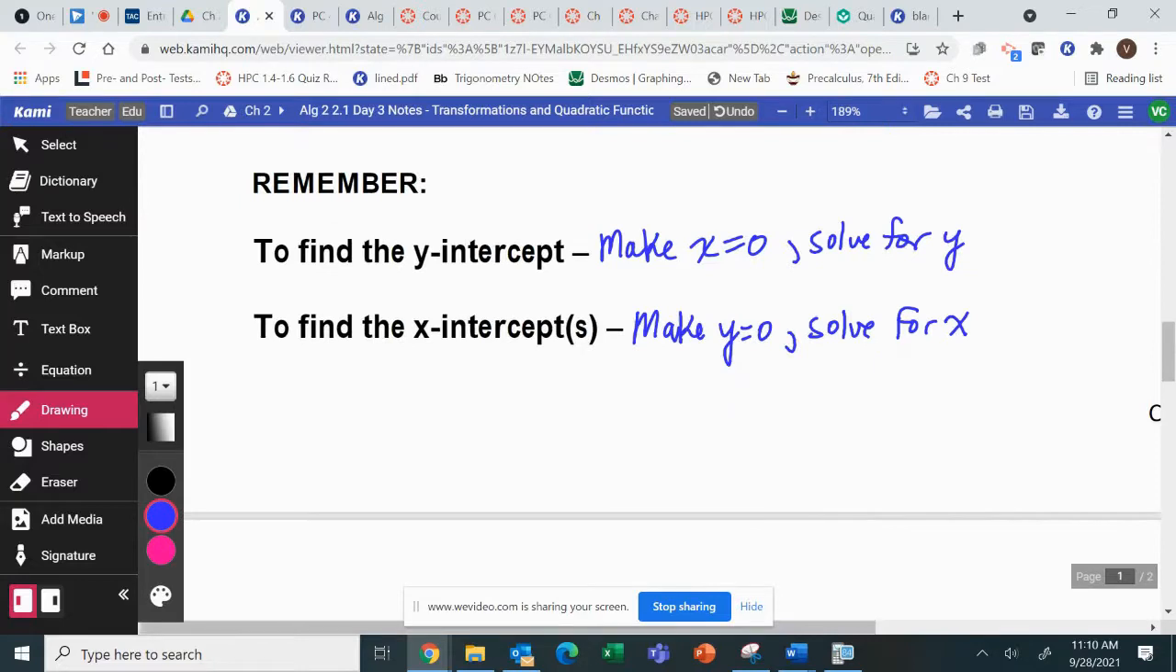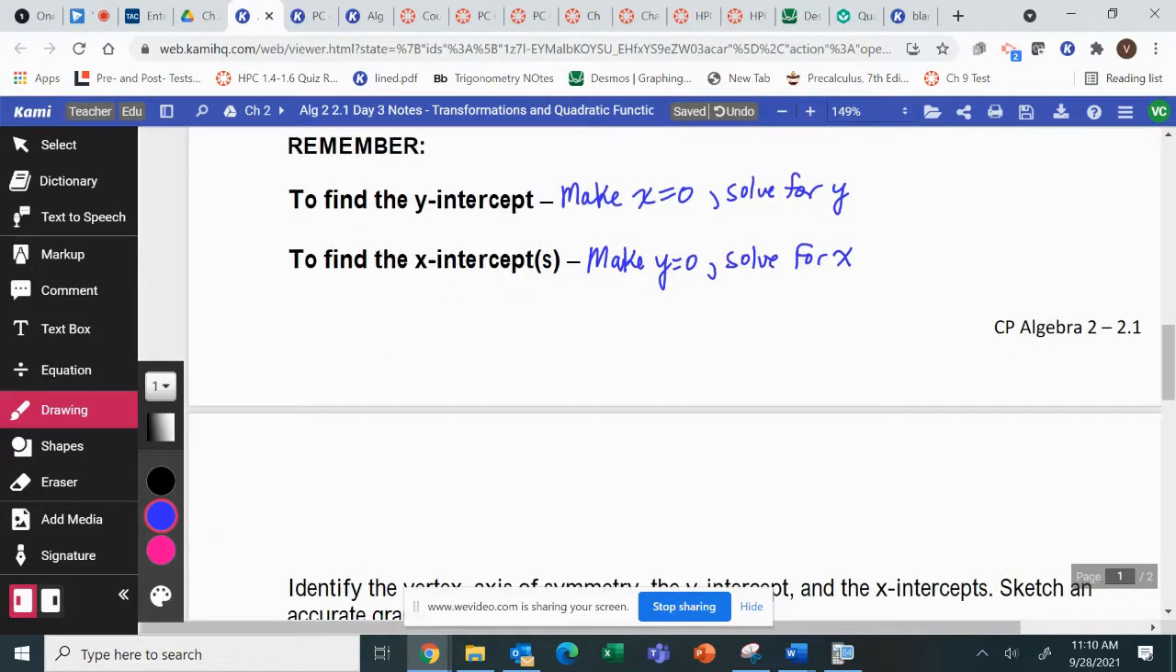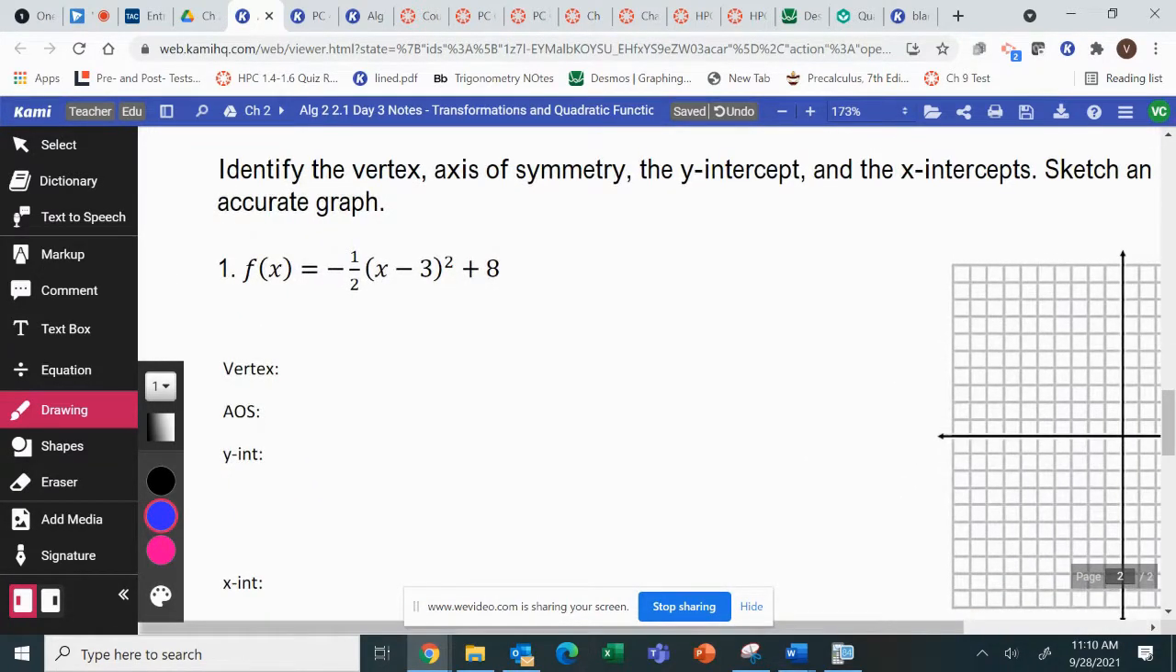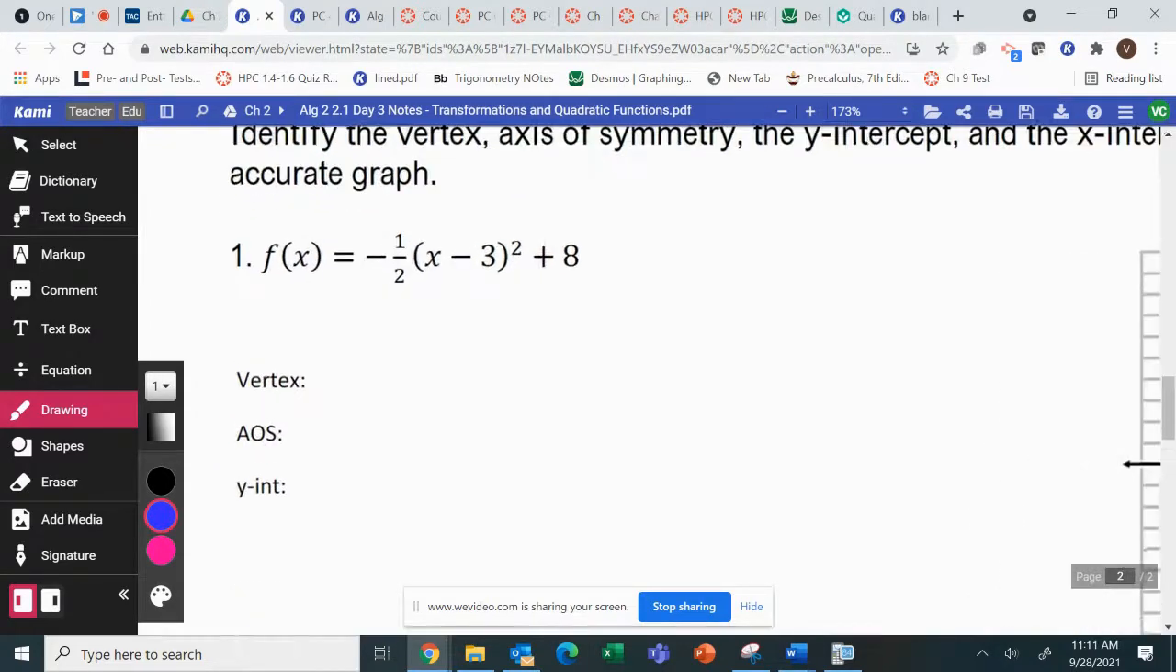Okay, that was a quick warm-up. Now let's see what we're going to do today. Today we're going to identify the vertex, the axis of symmetry, and the y-intercept, which we've already done, so that's review. But we're also going to find the x-intercepts and sketch an accurate graph. Okay? So let's look at the equation. This is review to start.